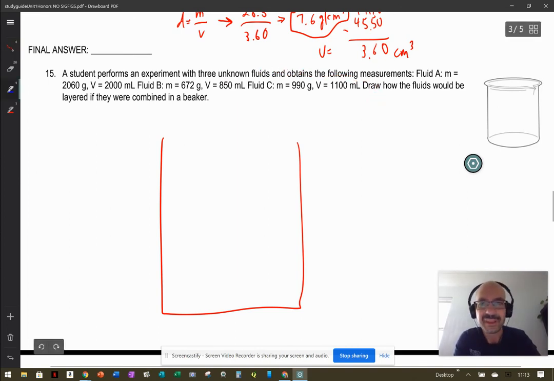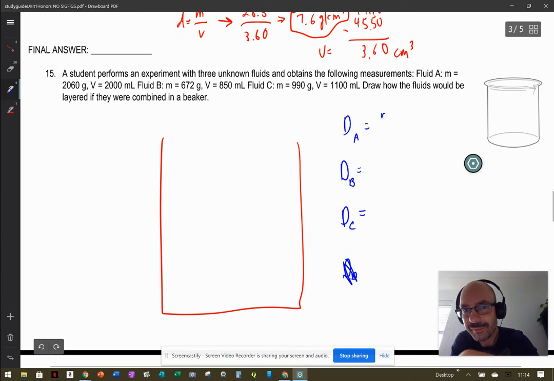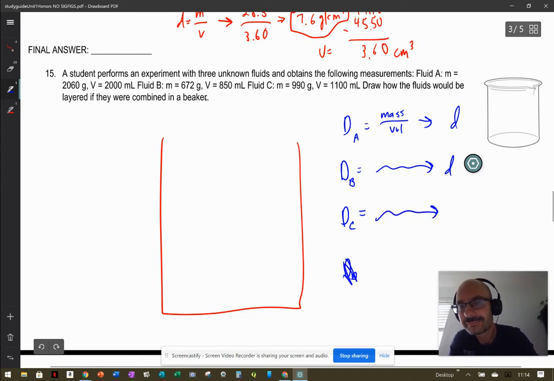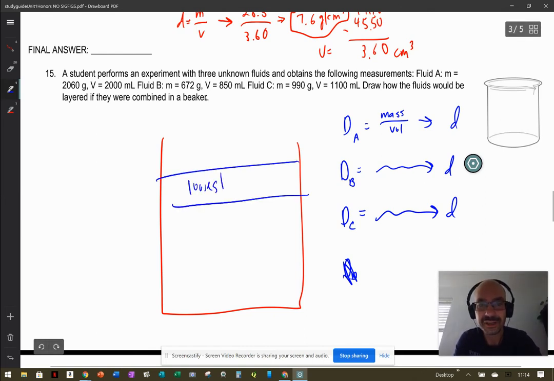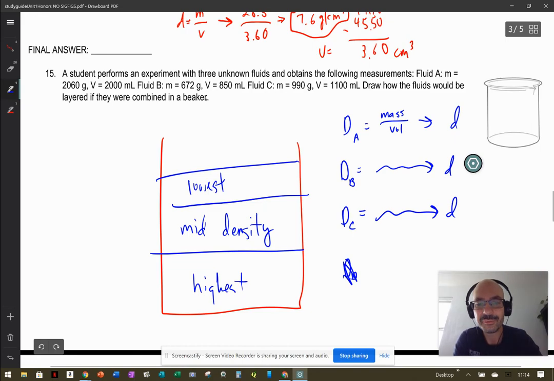And what you're going to end up having to do is calculate the density of fluid A, density of fluid B, density of fluid C, and density of fluid D. Sorry, we don't have a D. So you're going to have to calculate these three densities, and you're given a mass and a volume. You're going to take your mass divided by your volume for all of these. You're going to get a density, and whichever one is the lowest density will float on top of the others. So the one in between will go in the middle, and the highest will be on the bottom.